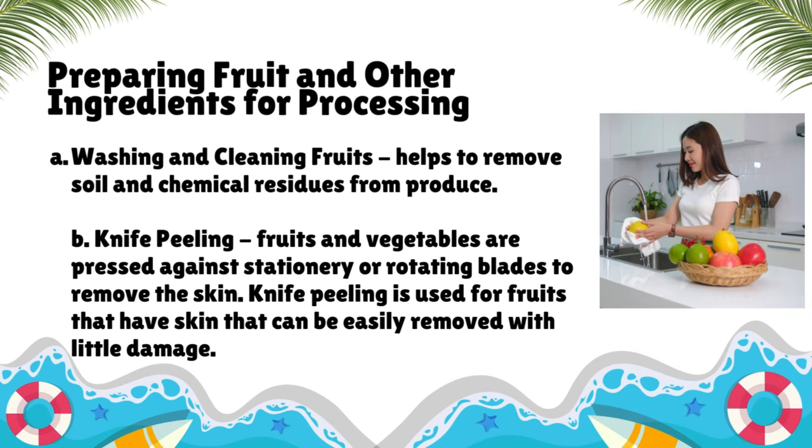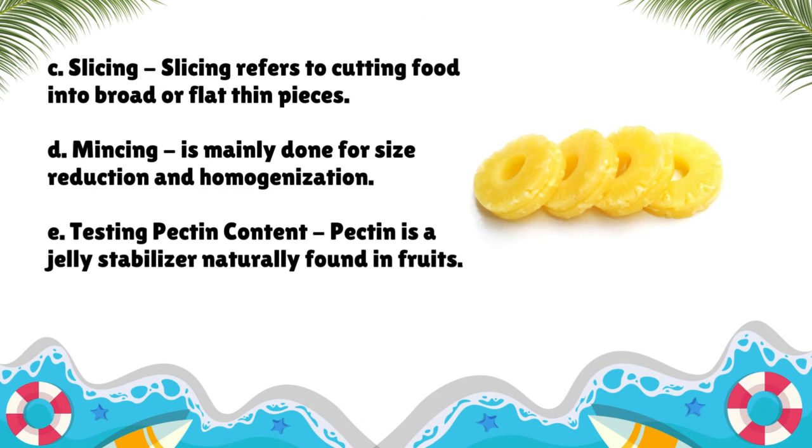C. Slicing. Slicing refers to cutting food into broad or flat thin pieces. D. Mincing is mainly done for size reduction and homogenization. E. Testing pectin content. Pectin is a jelly stabilizer naturally found in fruits.